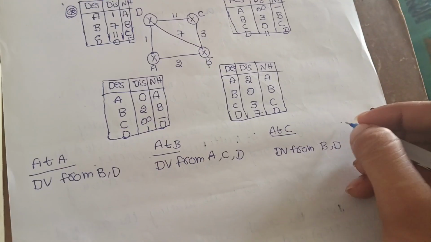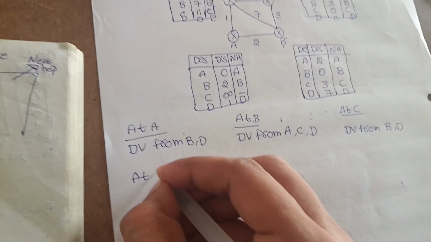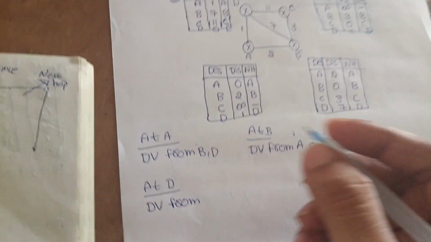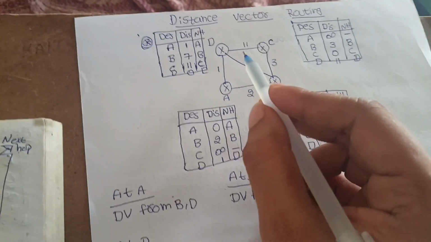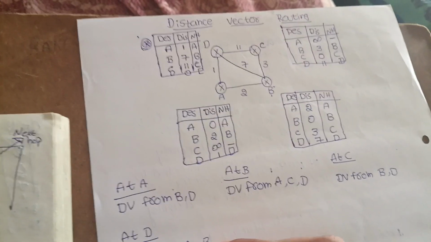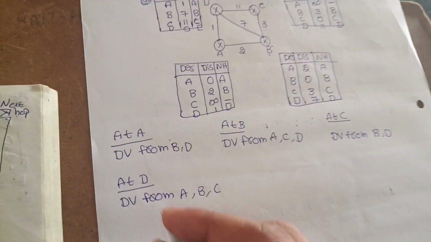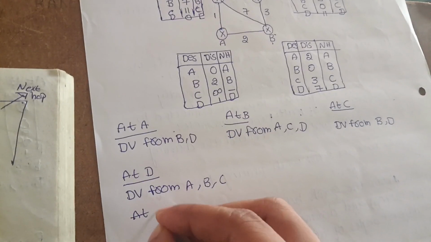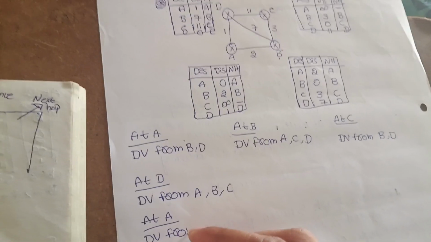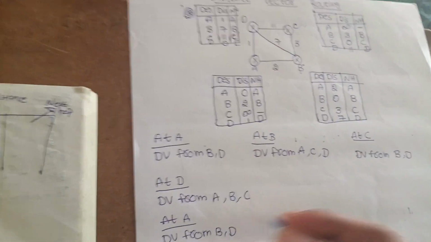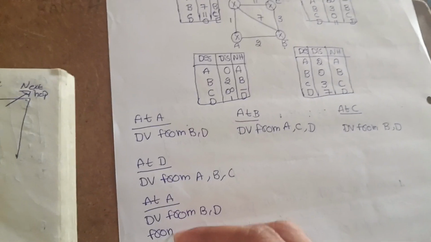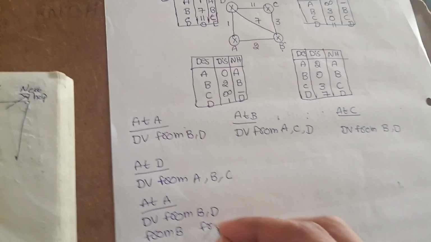Let's see. Next at D, we want to find a distance vector. Check the D, direct mapping is from C, B and A. So A, B, C. We want to check distance at A, distance vector from B and D. We want to cut from B and D.